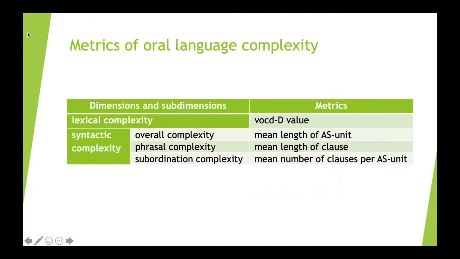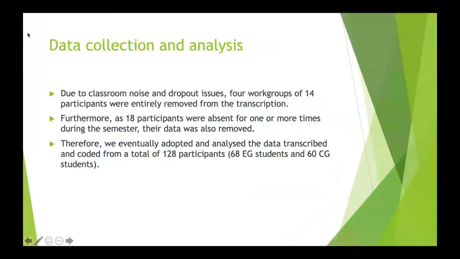For measuring their oral English complexity, we adopted 4 metrics. You can see here in the table, VOCDD value for lexical complexity, mean length of AS unit for overall complexity under the dimension of syntactic complexity, and also mean length of clause for phrasal complexity and mean number of clauses per AS unit for subordination complexity.